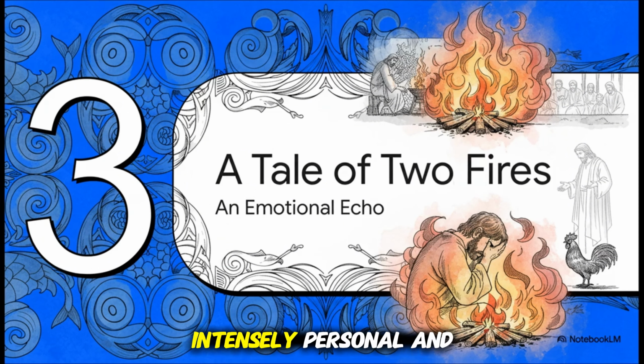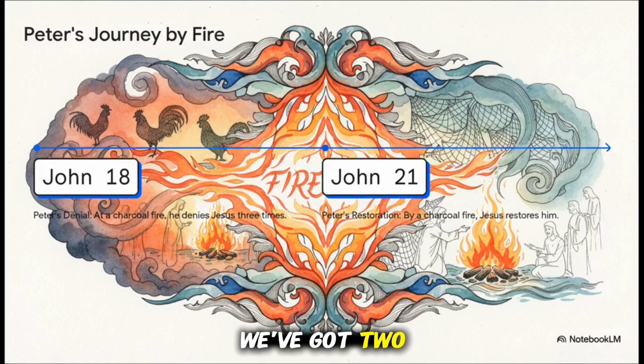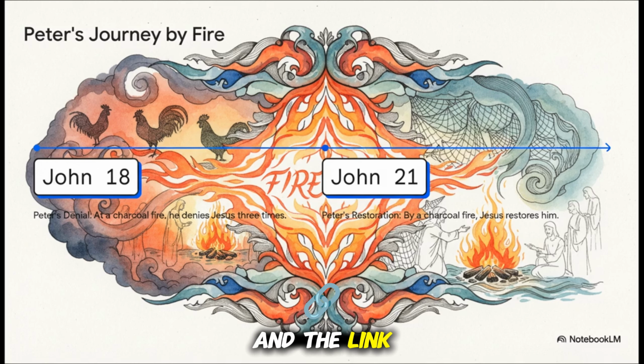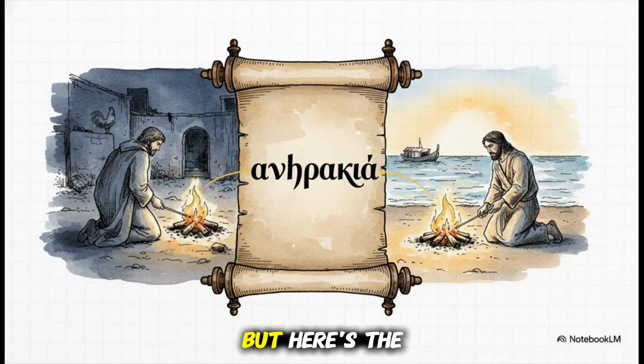All right, so these patterns aren't just big, abstract theological puzzles. They can be intensely personal and emotional. Let's take a look at the story of the Apostle Peter in a detail so specific it's almost impossible that it's just a coincidence. We've got two huge moments in Peter's journey. First, in John chapter 18, you have the night of his greatest failure, where he denies he even knows Jesus. And then later, in John chapter 21, after the resurrection, you have this moment of incredible forgiveness and restoration. And the link between them? A fire.